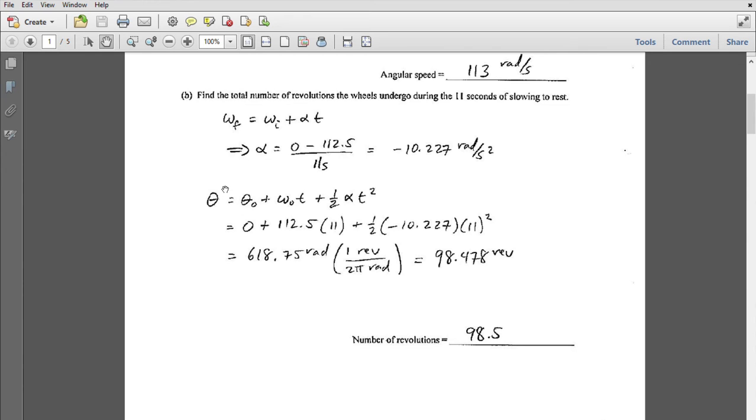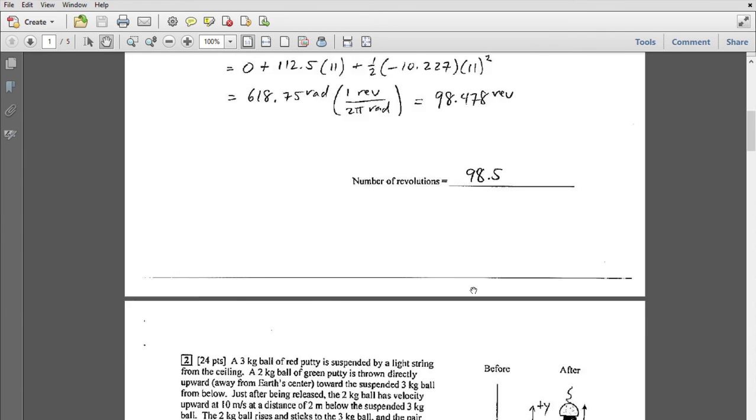And therefore, theta at time t represents the angle it went through. So if I plug in all the information I know, the initial velocity, that negative angular acceleration, we get a certain number of radians out, and we were asked for the number of revolutions, so what we just need to do is change units from radians to revolutions. 1 revolution is exactly the same thing as 2 pi radians, so that gives 98.5 revolutions.